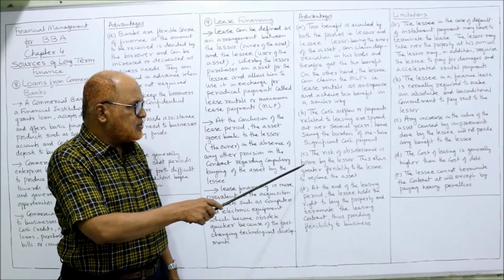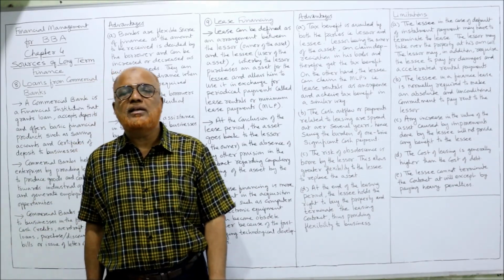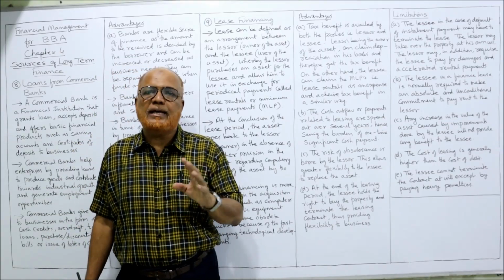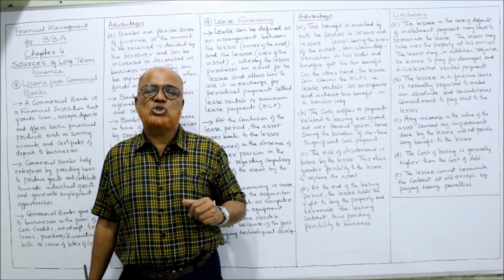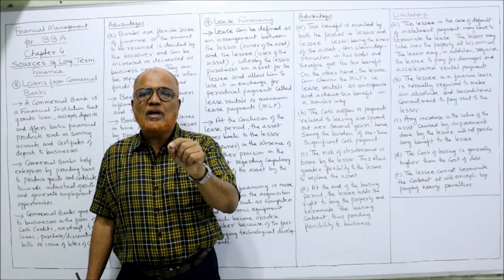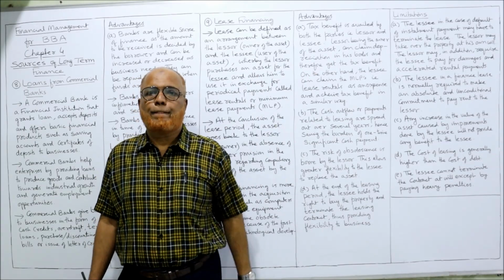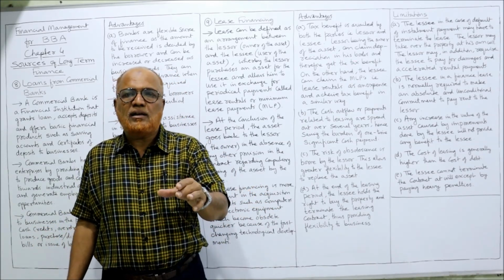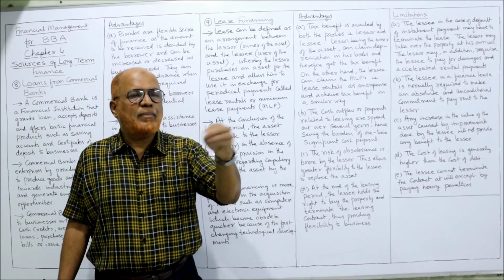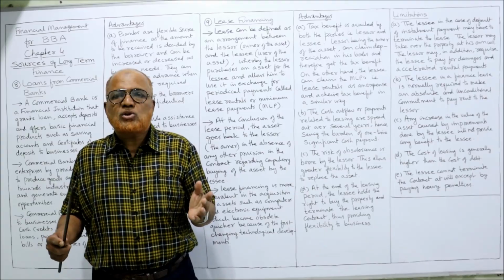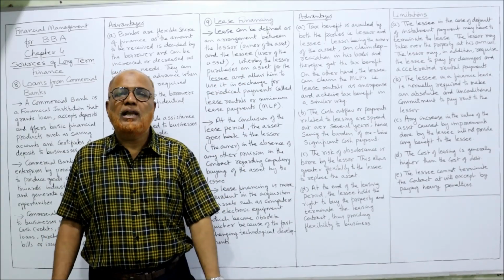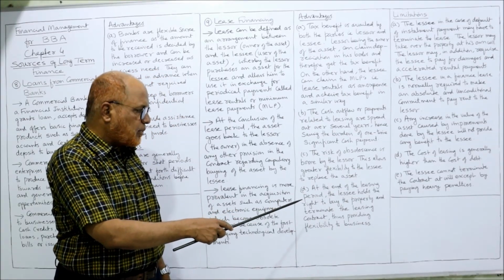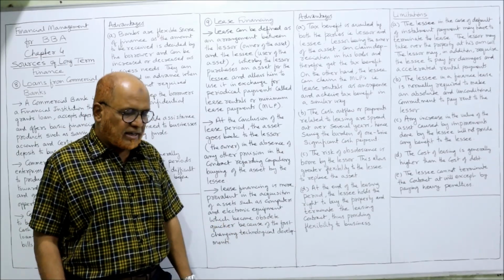Then the risk of obsolescence is borne by the lessor. This allows greater flexibility to the lessee. That means in case of those assets which will become outdated, obsolete very soon due to technological changes, the risk of obsolescence will go to the lessor, because he is the owner. So the lessee will have more flexibility, because as soon as the lease period is over, he will give back the asset to the lessor. That means the risk of obsolescence will be on the head of the lessor, not on the lessee. At the end of the leasing period, the lessee holds the right to buy the property and terminate the leasing contract, thus providing flexibility to the business.